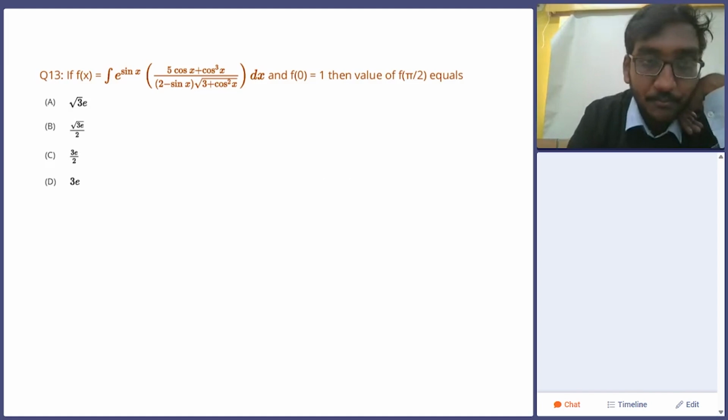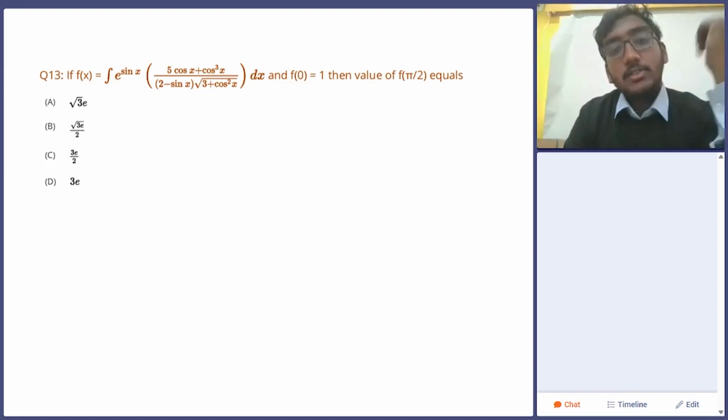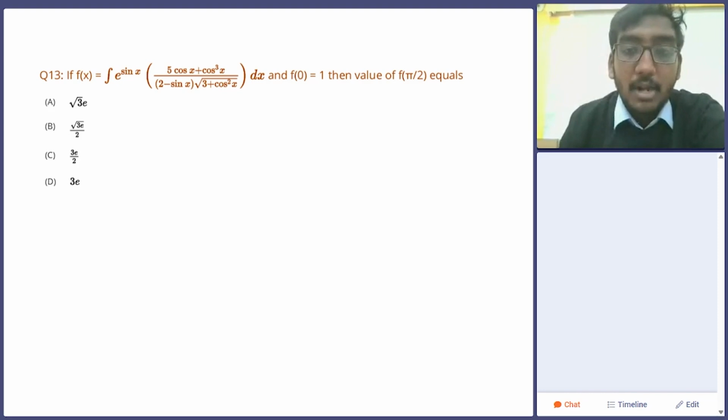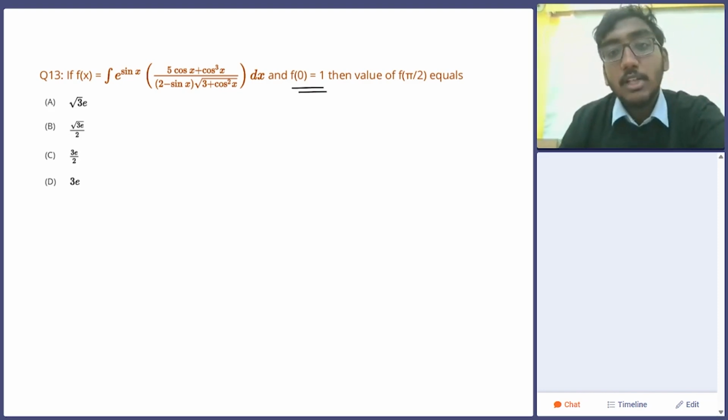Okay, fine. So this question is from integrals. They have asked you to evaluate the value. I mean, you have to find the value of this integral. And one more boundary condition is also given. With this, you can find the constant.